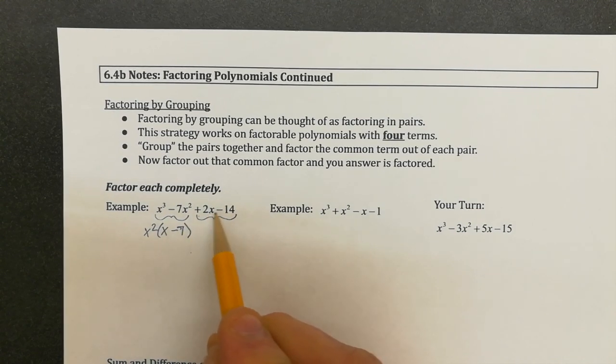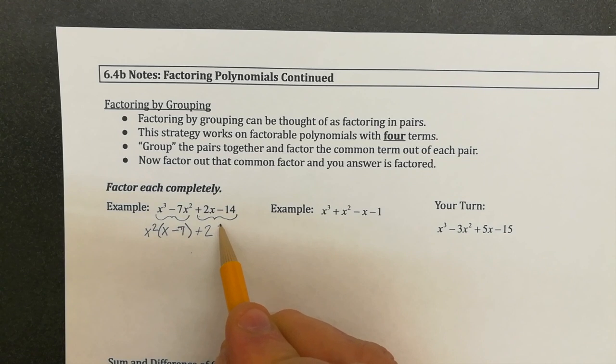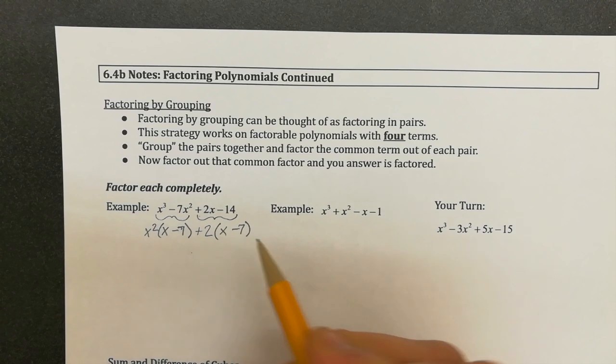I do the same thing here. What can I take out of 2x and negative 14? Well, 2 is common to both and no x's. So let me try to take out a positive 2. Sometimes we have to tweak that a little bit and change the sign, but let's see if this works. 2 times what is 2x? X. 2 times what is negative 14? Negative 7. Or in other words, negative 14 divided by 2 is negative 7.